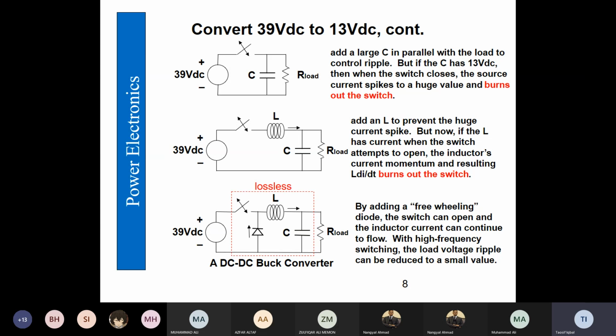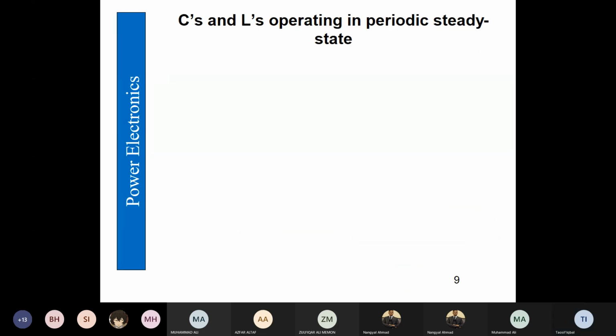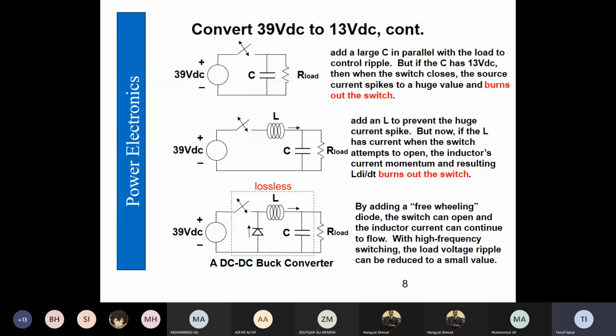Without these four components, we cannot effectively design a buck converter or even other converters such as the boost converter. Because when the switch is off, we have to provide a freewheeling current path, and the diode serves that purpose. Hopefully everything is clear so far.